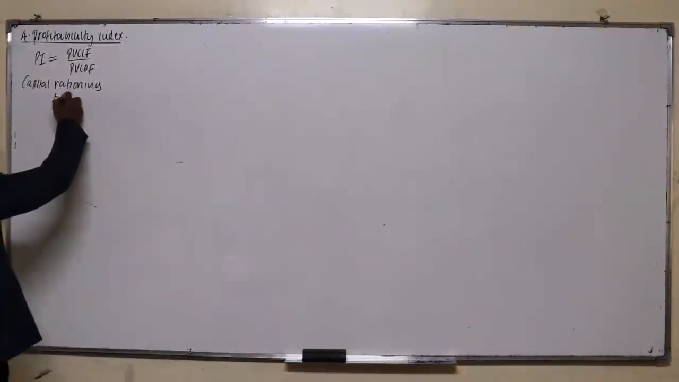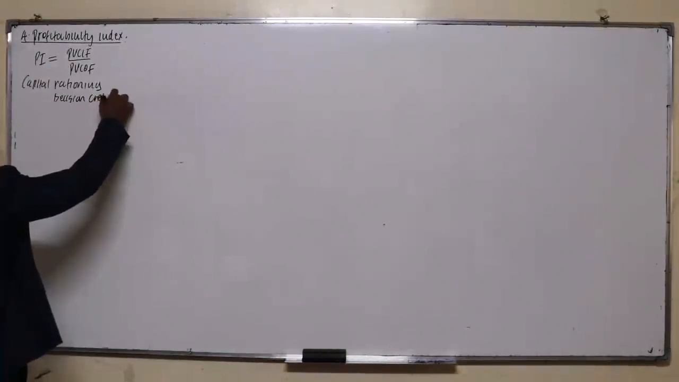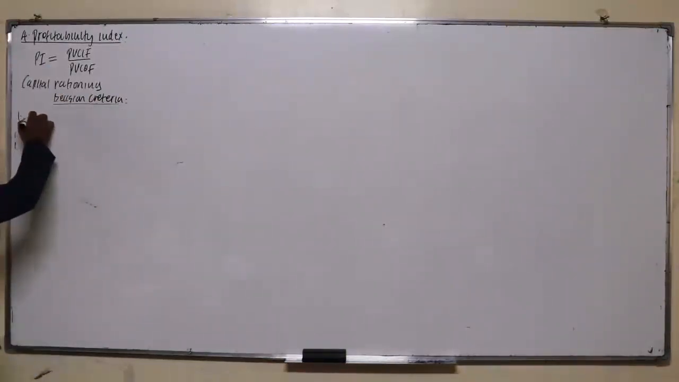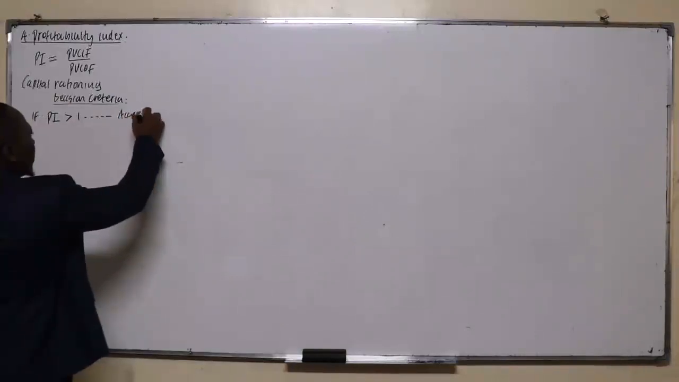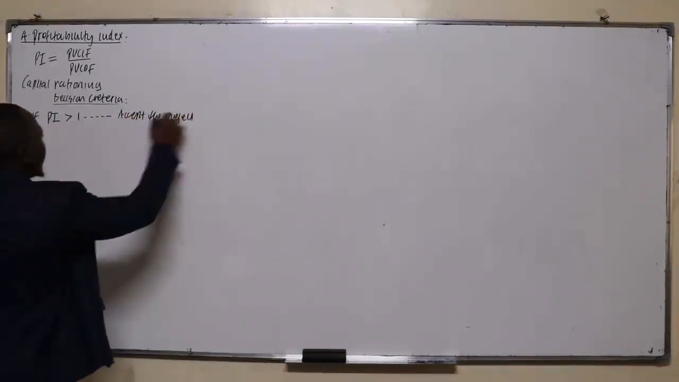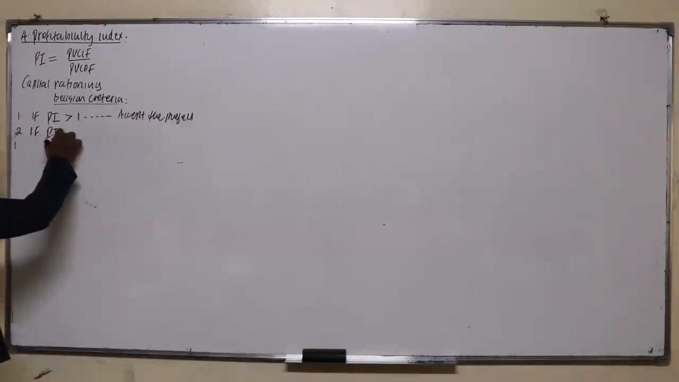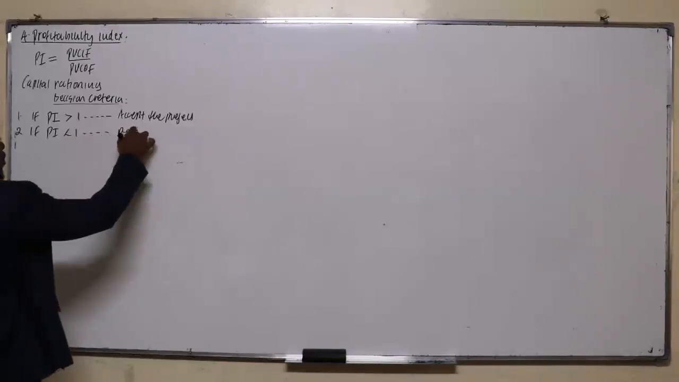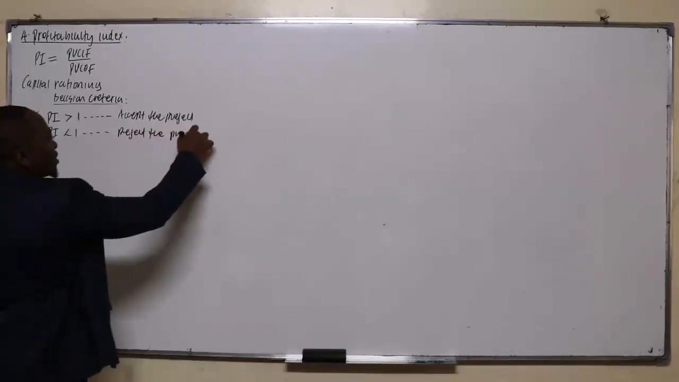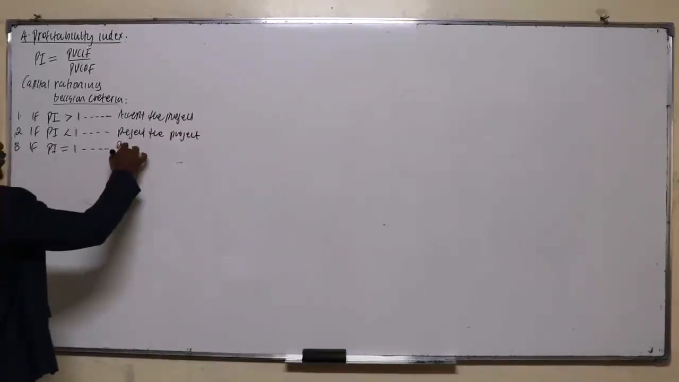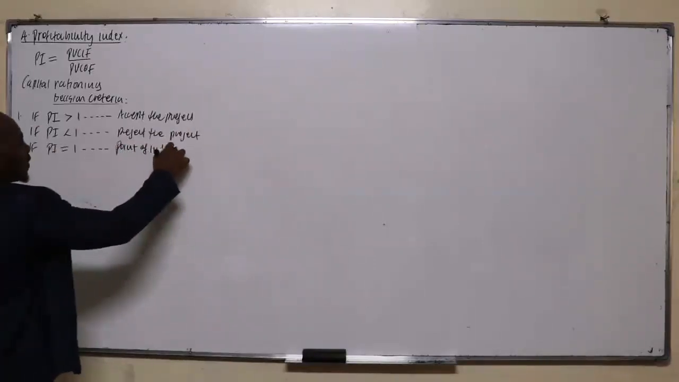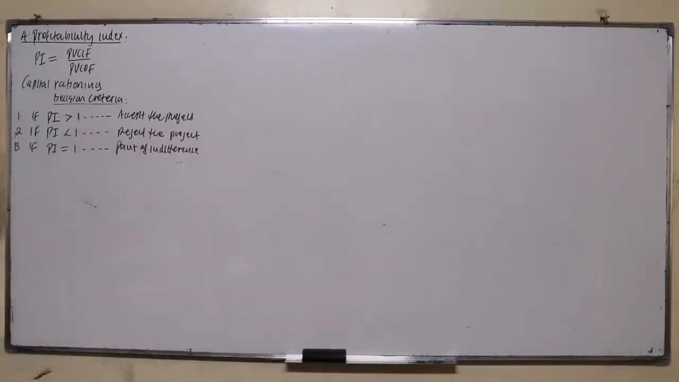Now let's look at decision criteria. Number one, if the profitability index is greater than one, that's when you accept the project. But if the profitability index is less than one, you reject the project. But if the profitability index is equal to one, that's what we call the point of indifference. That means you can either accept or reject the project.